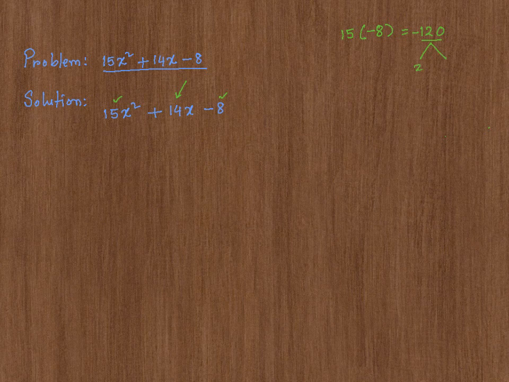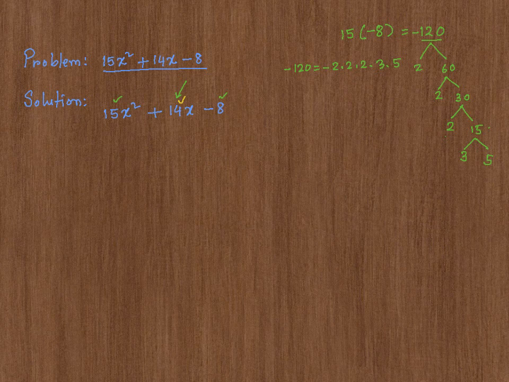2 goes into 120 60 times, 2 goes into 60 30 times, then 2 goes into 30 15 times, 2 doesn't go into 15, 3 goes into 15 5 times. By the way, negative 120 is going to be equal to negative 2 times 2 times 2 times 3 times 5. Now at this point you kind of have to play around with it and see what combination of these factors, this prime factorization, gives you this positive 14 when you add the factors.